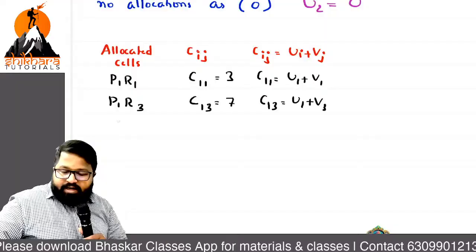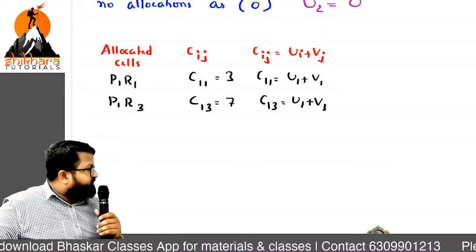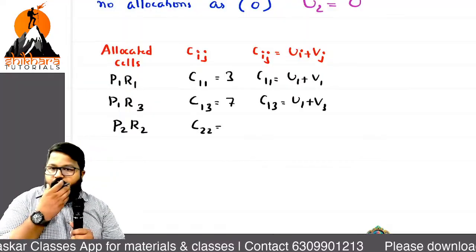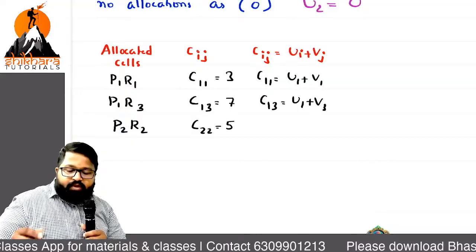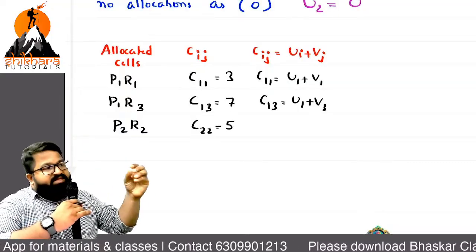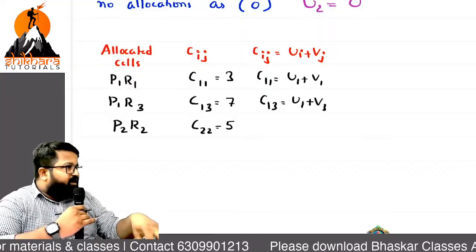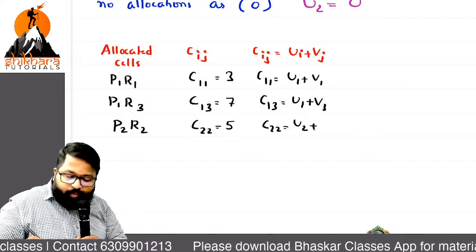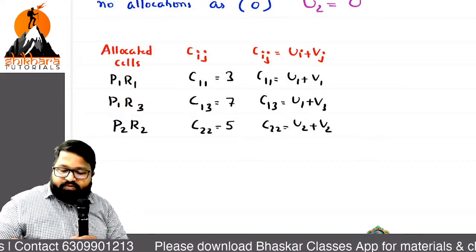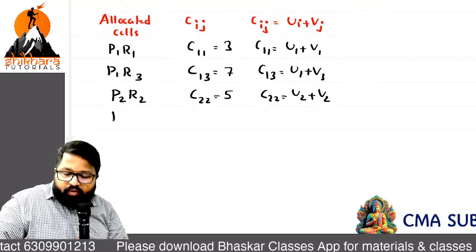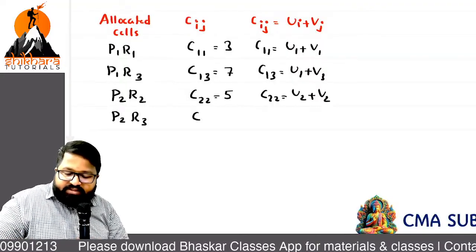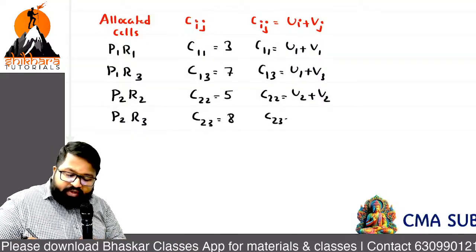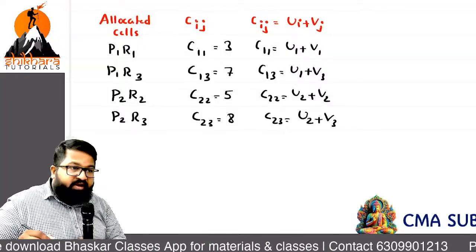And next, what is the next allocated cell? P2 R2, that is C22. What is the value? The cost element whatever is there should be taken there. Therefore, C22 is equal to U2 plus V2. Next, what is the next allocated cell? P2 R3, that is C23. What is the value there? 8. Therefore, C23 is equal to U2 plus V3.